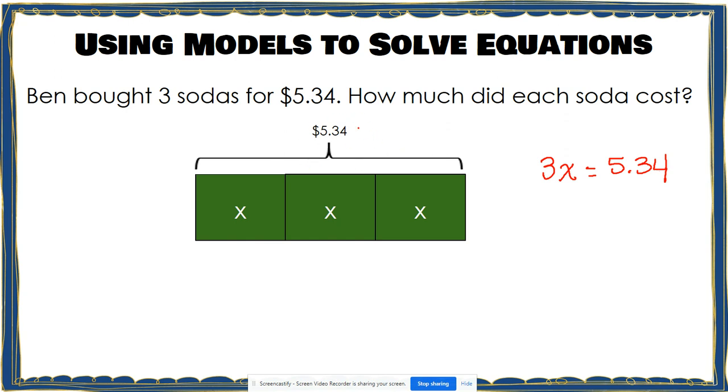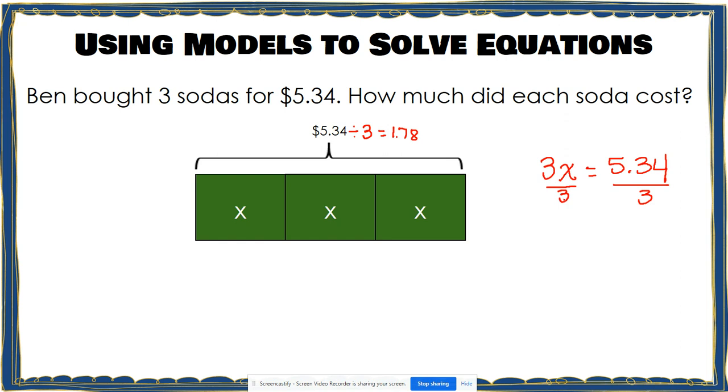means I will need to split 534 into 3 equal pieces. And the operation that I would use for that would be division. So I would divide $5.34 by 3, which would give me $1.78. I can show this on my equation by dividing by 3 on both sides of my equation.